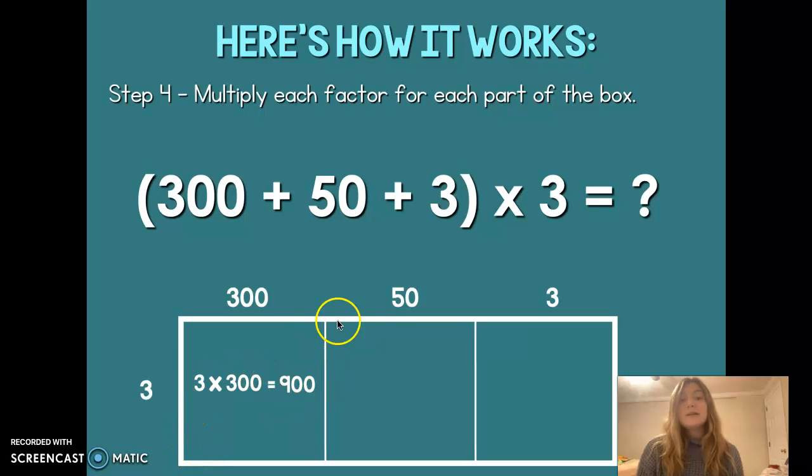Same thing is going to happen in 3 times 50. It's just like doing 3 times 5, but at the end I'm going to add on a 0. So 3 times 5 is 15, and then I'm going to add on a 0 to make it 150. And then my last box, that's always going to be your easiest box, I'm just doing 3 times 3. And 3 times 3 is 9.